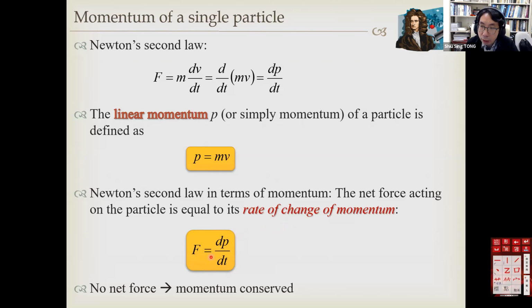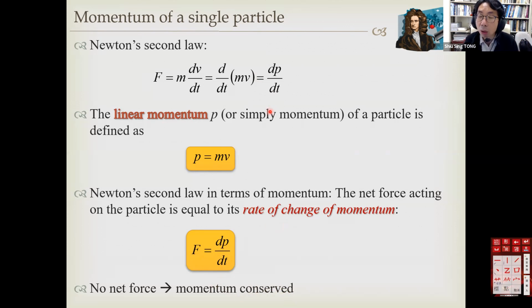Now, Newton's second law can be written in the following form: the net force F is equal to the rate of change of the momentum, dp/dt. And that means if there's no net force, then dp/dt will be 0, and that means p is a constant. The momentum is conserved. But that is for a single particle only.